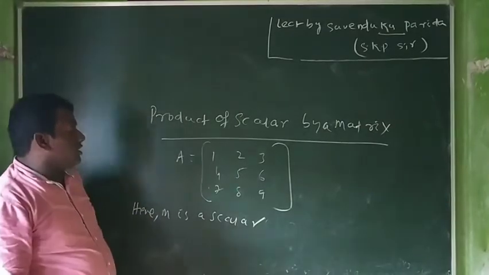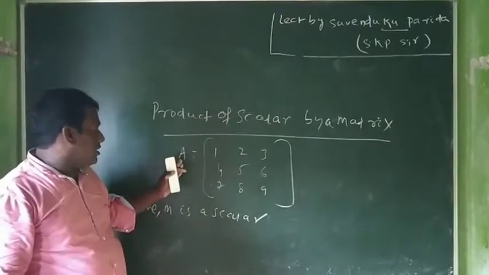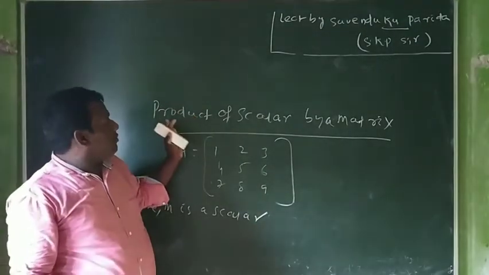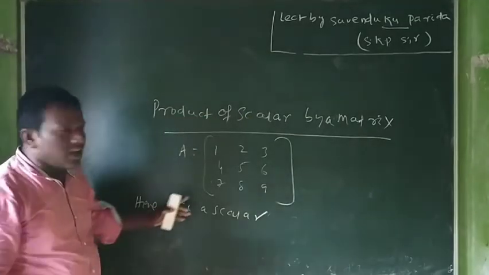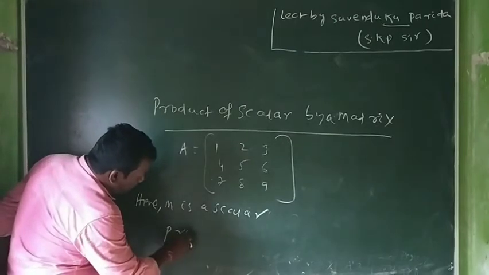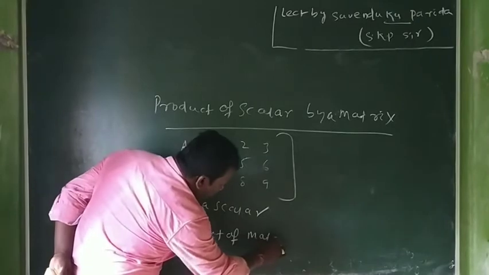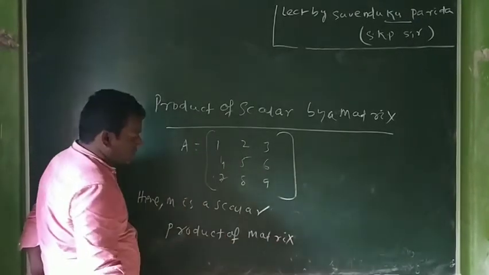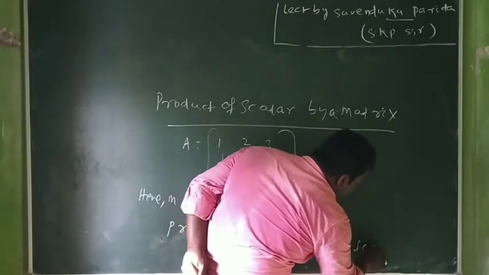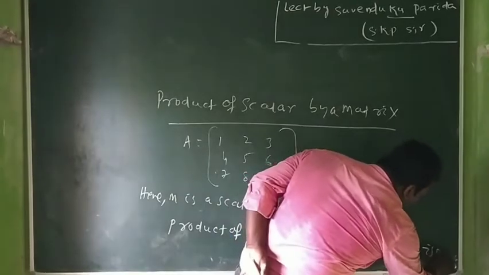M is a scalar, to multiply. Product of a scalar by a matrix: here A is a matrix and m is a scalar. Then the product of the scalar by the matrix is mA, the product of matrix A by a scalar m is mA.